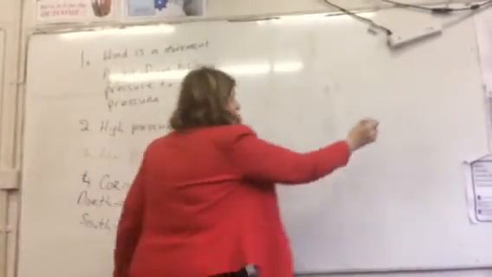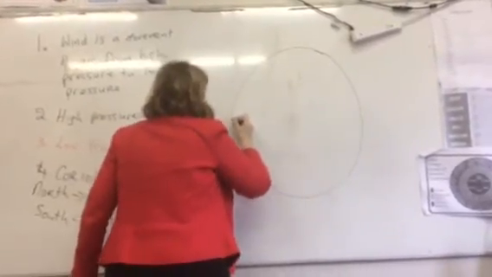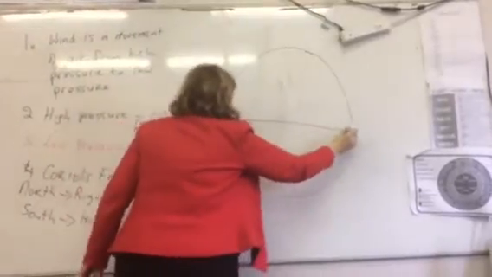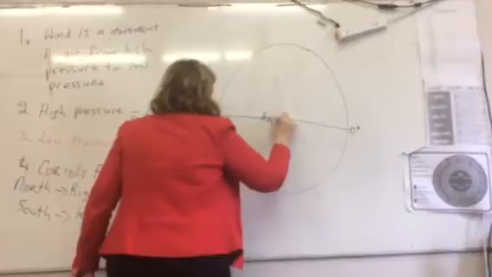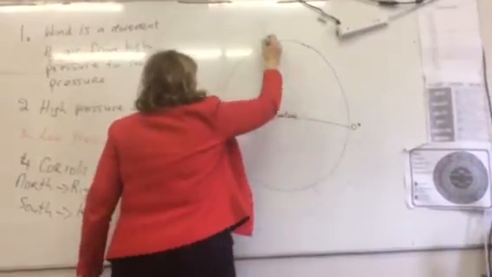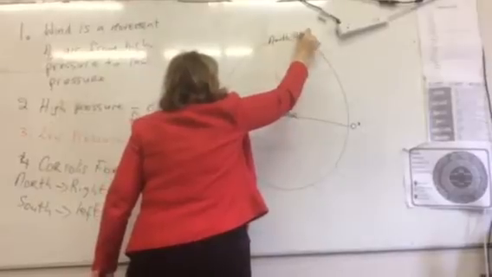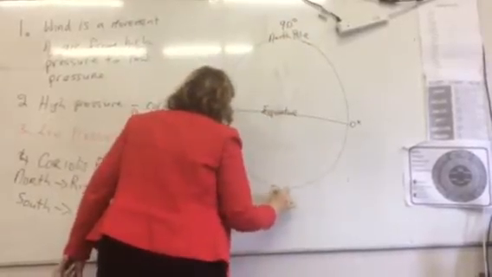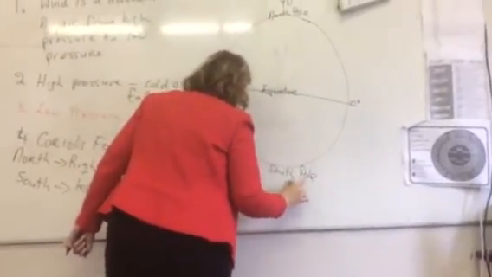So, we draw our globe. We put in the equator. This is 0 degrees, and it's the equator. We put in the North Pole, and that's 90 degrees north. And the South Pole is 90 degrees south.